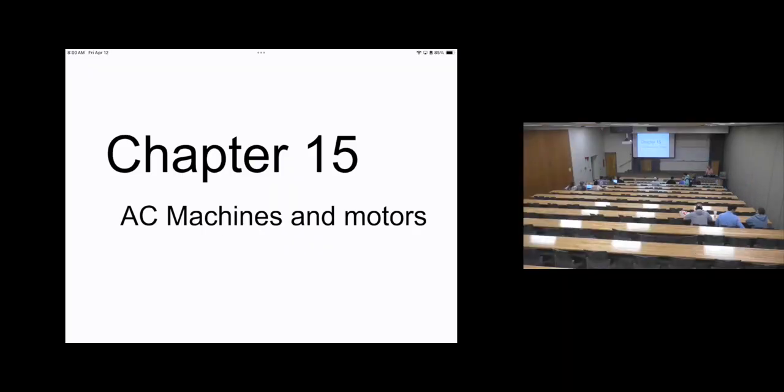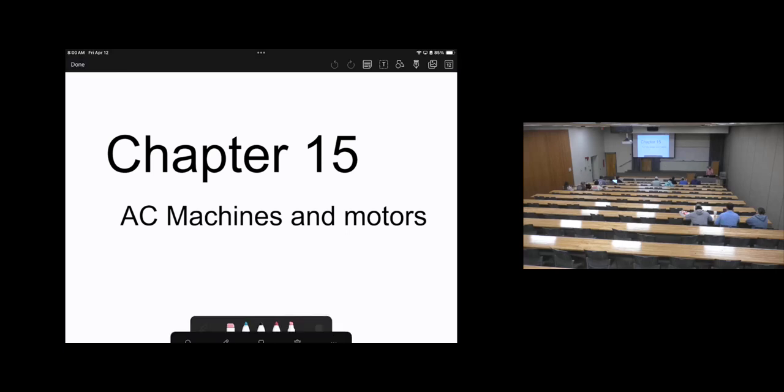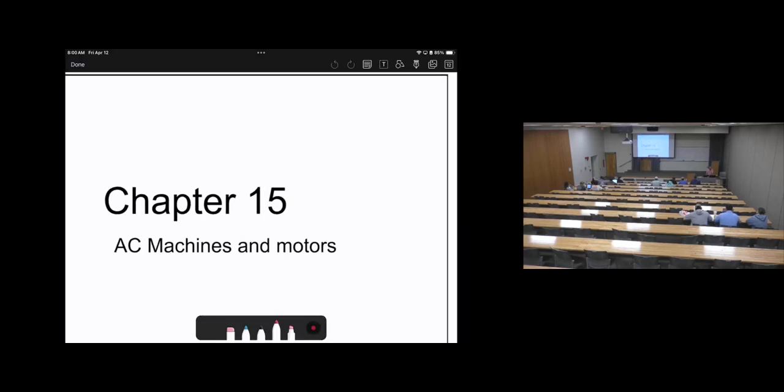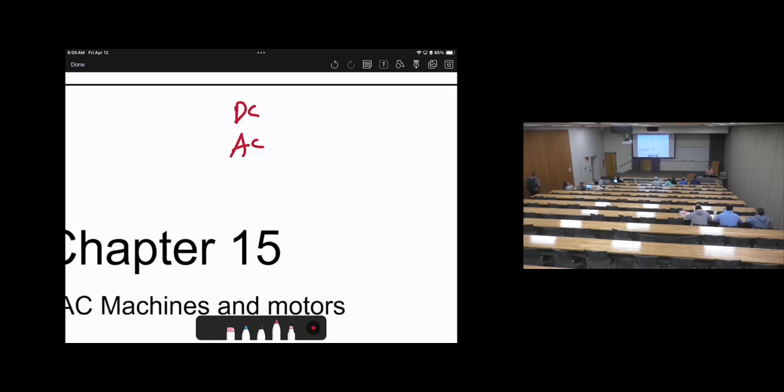Today's lecture, we will go to the motors. So the motors basically can be different things, which can be DC motors or AC motors. Here in chapter 15, we will mainly focus on AC motors. So motors can be DC or AC. And even in DC, there are several types. In AC, several types. But let's focus on the main categories of them.